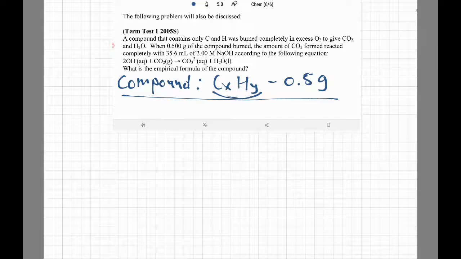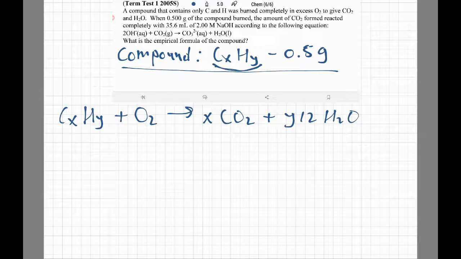Now, remember that empirical formula means the ratio of X to Y, okay? They're not asking you to figure out if this is C4H8 or... They're not asking for a molecular formula. This is very important. Actually, they can't ask for a molecular formula. So this is the reaction.